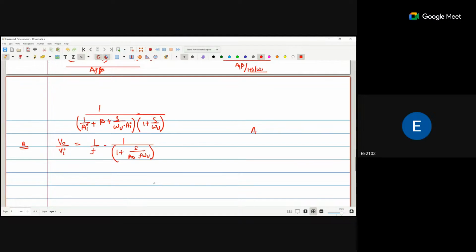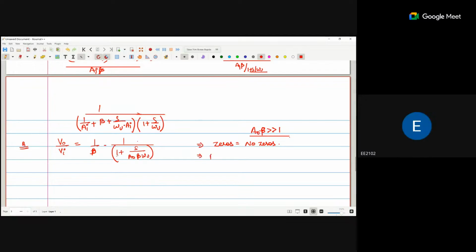We consider A0β should be greater than 1, β being the feedback factor. Okay, we are getting this transfer function. Now, first of all, we find the location of zeros and poles. If you identify the zeros, there is no zero, because in the numerator there is no term in the form of s. That means there is no zero.